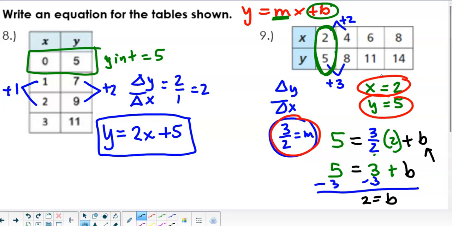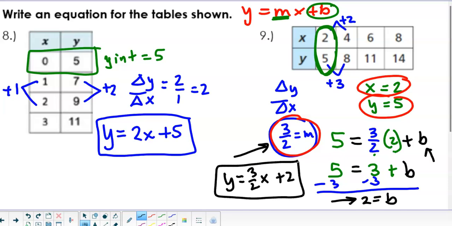Now I have the 2 values that I need, m and b. So y is equal to 3/2 x, and positive 2 is b.